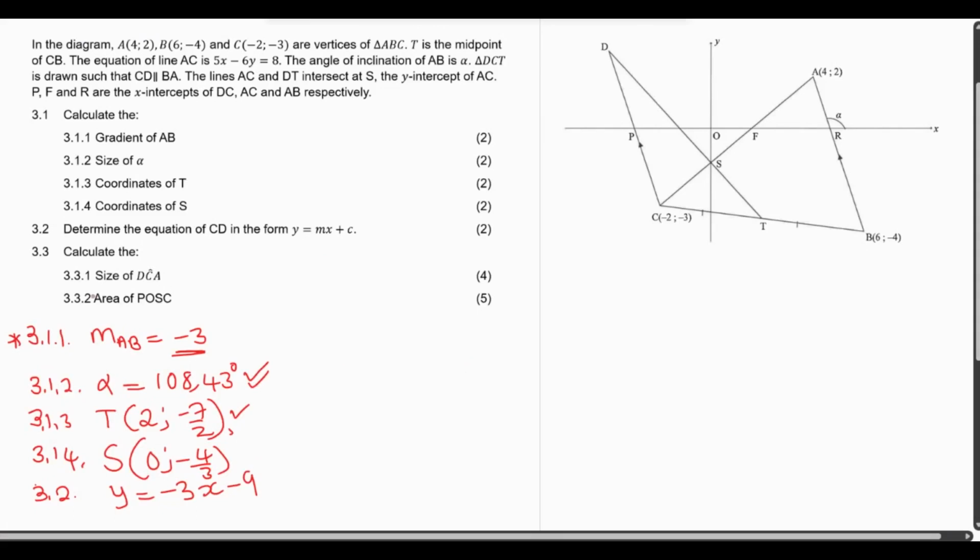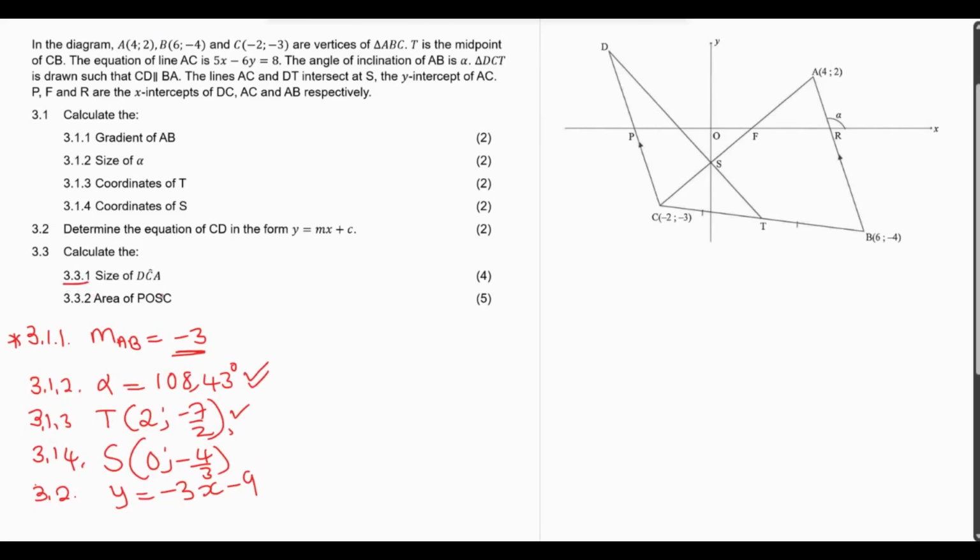Welcome back. Let's do question 331. In the diagram, A, B, and C are the vertices of triangle ABC. T is the midpoint of CB. The equation of the line AC is 5x minus 6y is equal to 8. This is the line AC. The angle of inclination of AB is alpha.